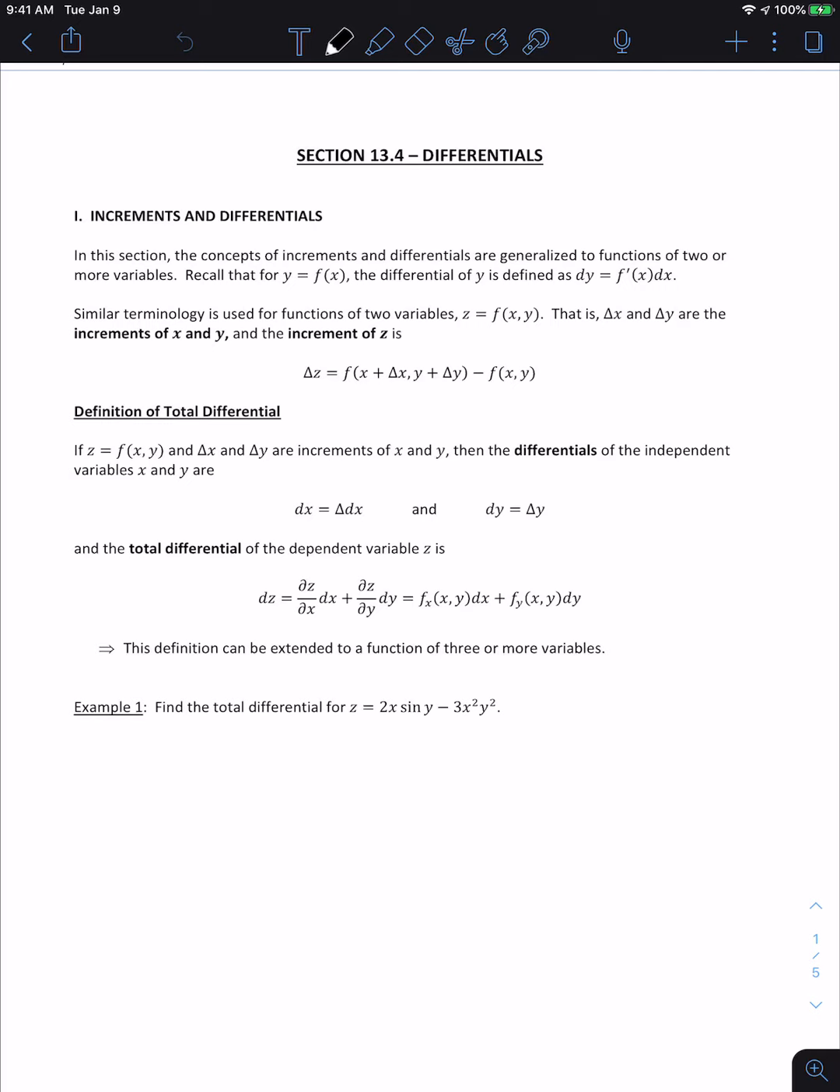Recall that for a function of one variable, like y equals f of x, the differential of y is defined as dy, which equals the derivative, or f prime of x, times dx. Similar terminology is used for functions of two variables, that is, delta x and delta y are the increments of x and y. All right, so I'm going to go ahead and highlight that.